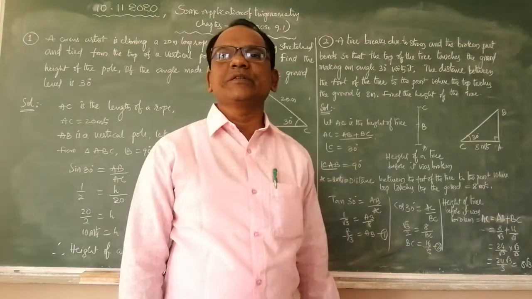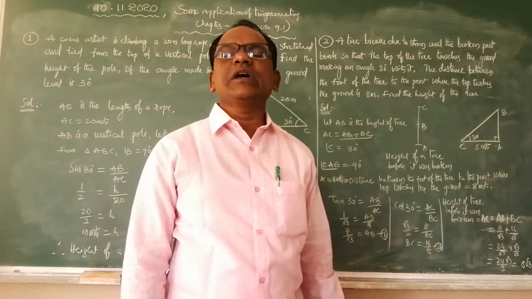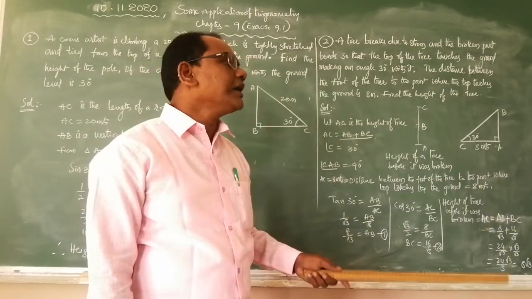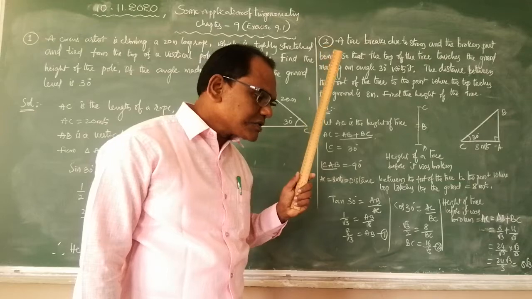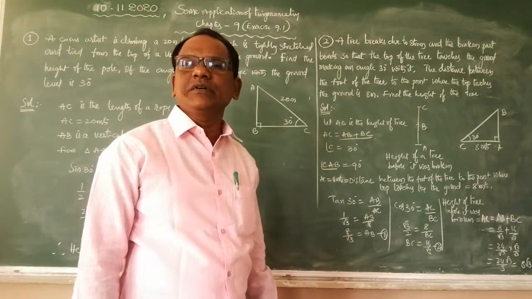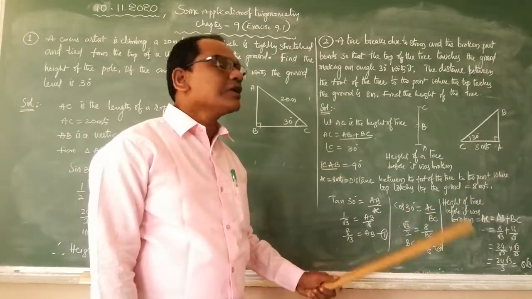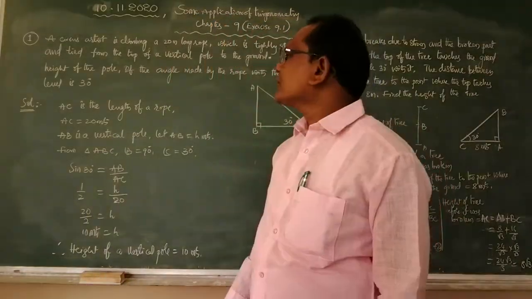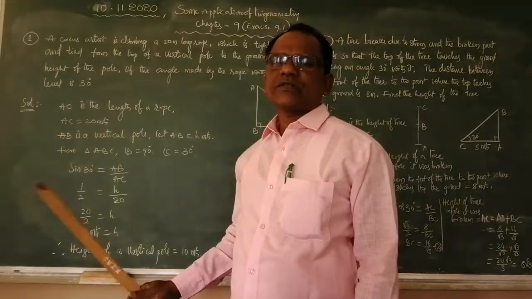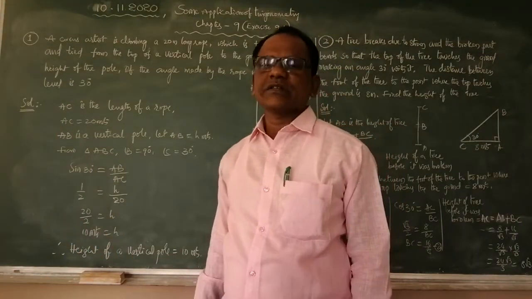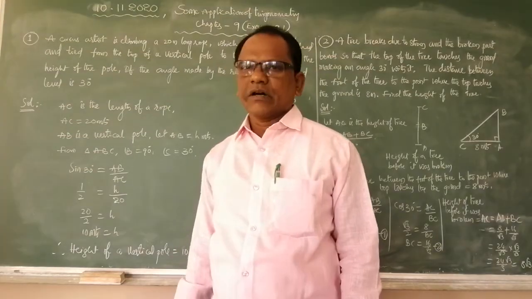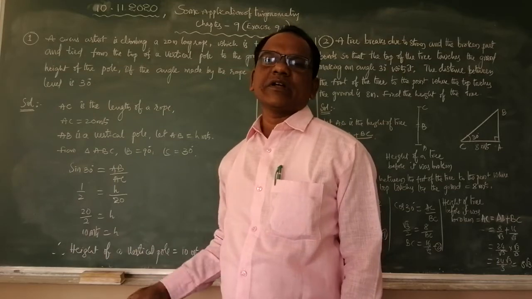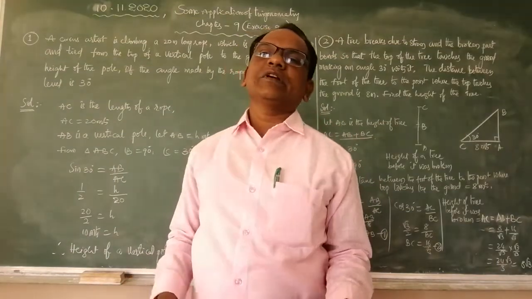In the angle of depression, the object is at a lower level than the observer's eye. That means the object is down and the observer is at the top. From there he is observing, and that is called the angle of depression. Today we are going to discuss a very important topic. I have told you that by using trigonometric ratios we can find the height of a tower or a minar, or the width of a river, like that.